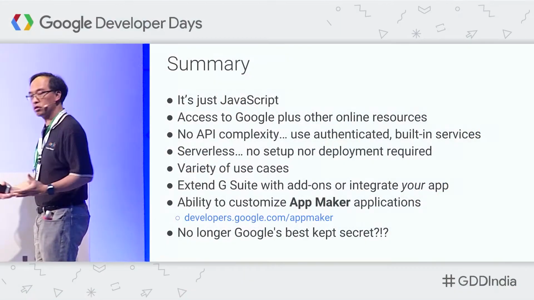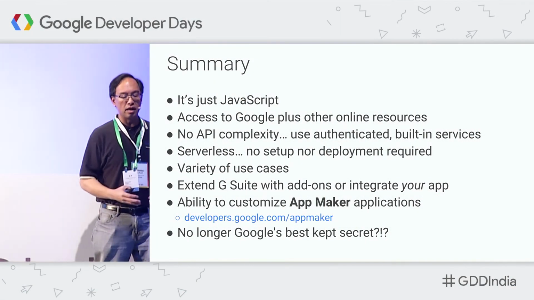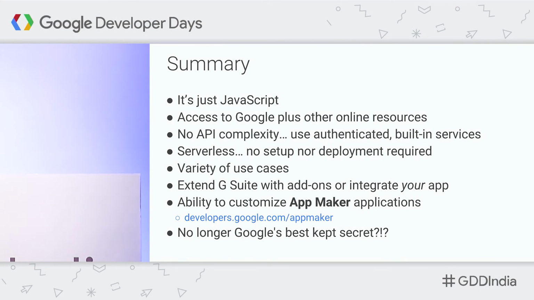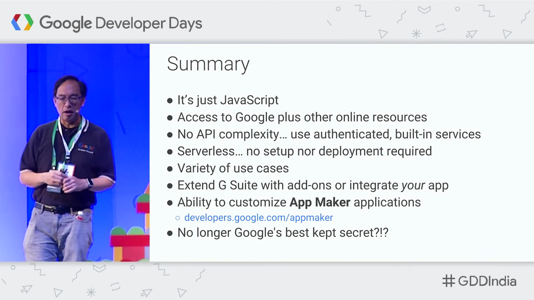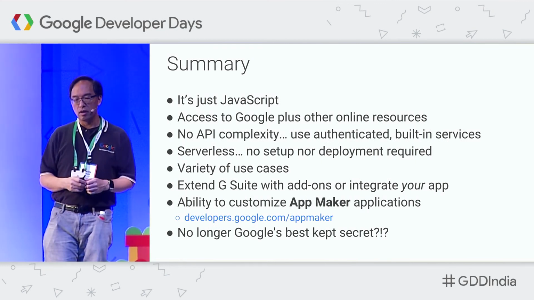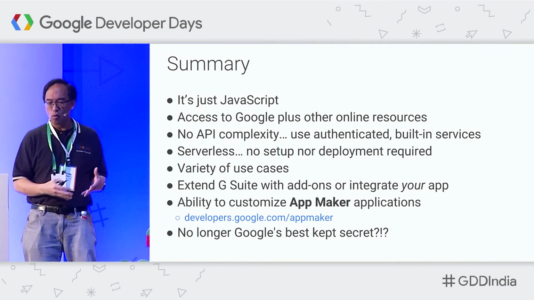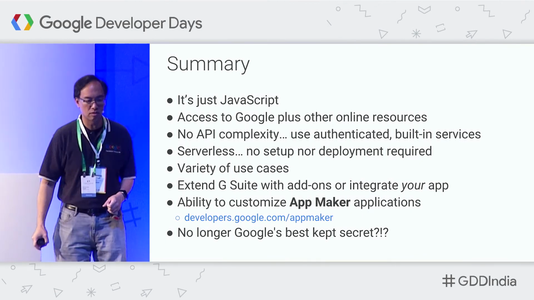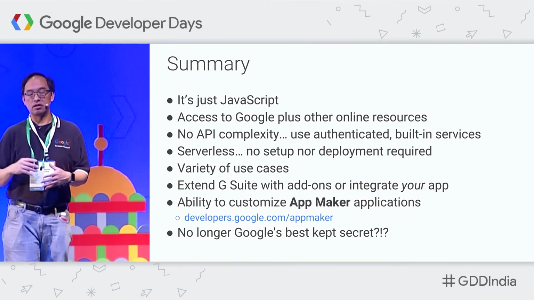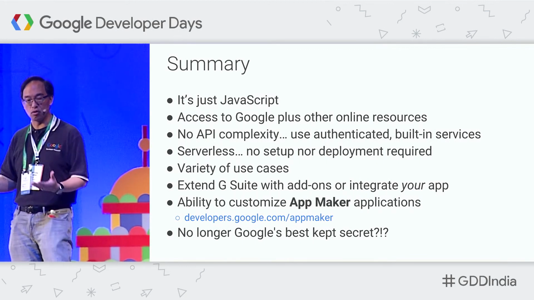It's a little bit outside the scope of this talk, but overall, what I hope to impress on you this last half hour is that AppScript and add-ons are just JavaScript. It gives you access to existing Google services and other online resources. It's not like an API, so you don't have to worry about authentication and things like that. It's more like built-in services. It's serverless. You don't have to set up VMs or anything like that. It runs in Google data centers for you.